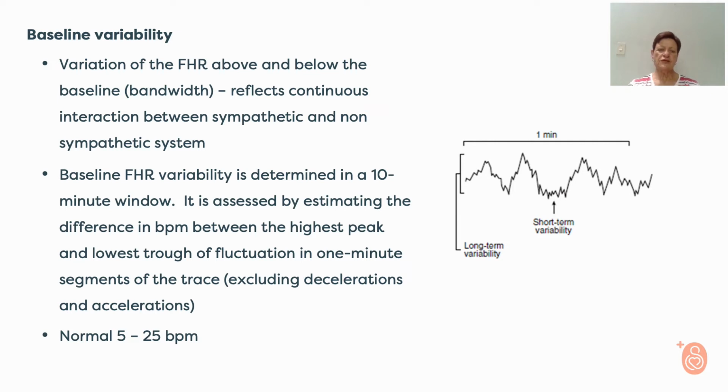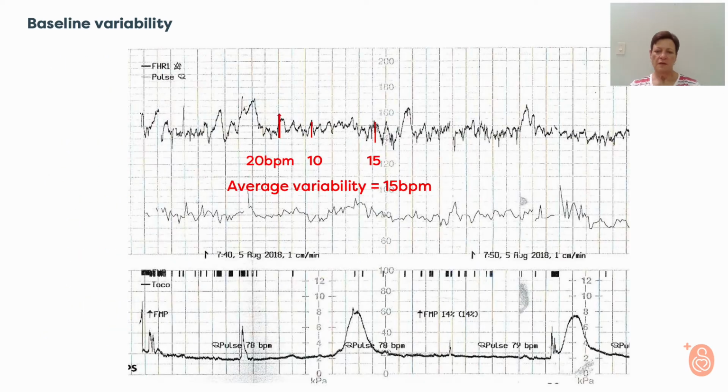We keep into consideration what we talked about earlier regarding the quiescence and the activity periods, which we will come to again. But we determine the difference between the highest peak and the lowest trough of the fluctuation between accelerations and decelerations. I'll show you just now. A normal is between 5 to 25 beats per minute. If we need to determine the baseline variability, it's the difference between the highest peak and the lowest peak of the fetal heart rate between periodic changes.